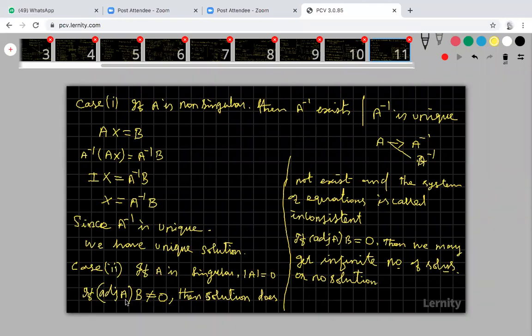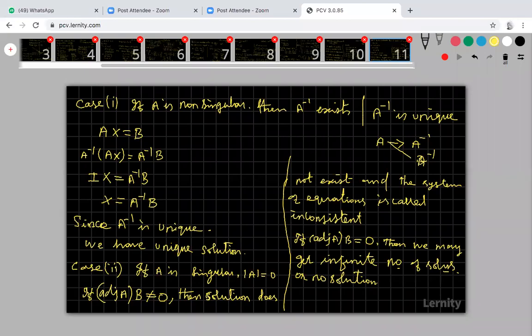If adjoint of A into B is not equal to 0, definitely the system of equations is inconsistent and no solution exists. But if adjoint of A into B equals 0, then we may get infinite number of solutions or no solution. Sometimes we may get a solution, sometimes we may not. If no solution exists, the equations are called inconsistent. If a solution exists, that is consistent.